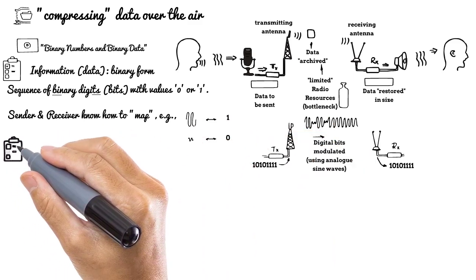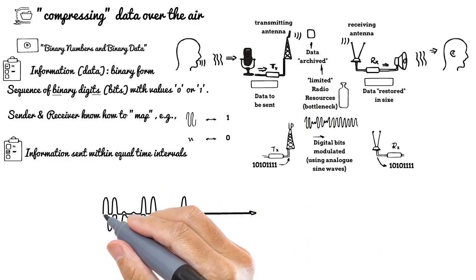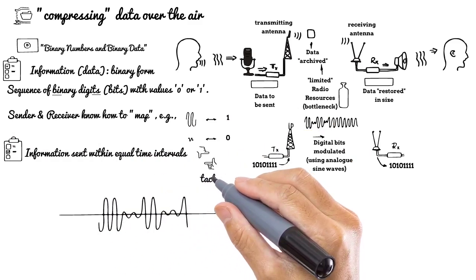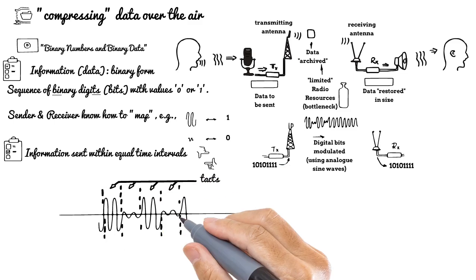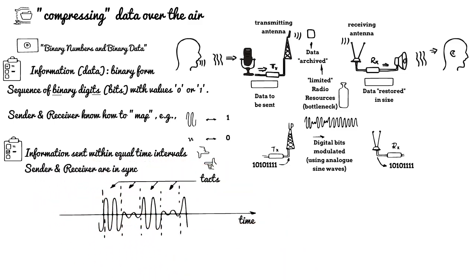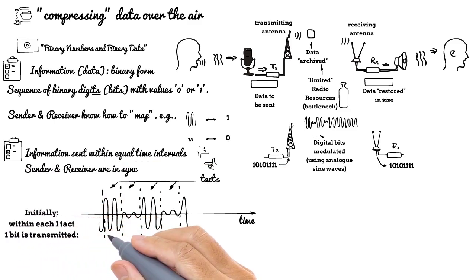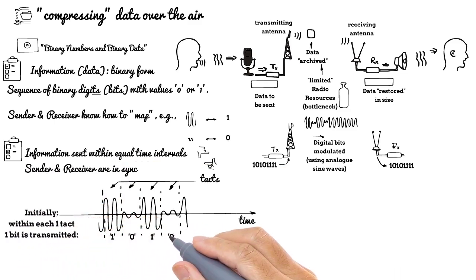Another important fact is that information is sent in equal time intervals. Such an interval is named a tact. Both sender and receiver are precisely synchronized to know when each tact occurs. The initial implementation was that every such tact transmits just one binary digit, or shortly, a bit. That was initially the case, before squeezing information, which we are about to discuss.